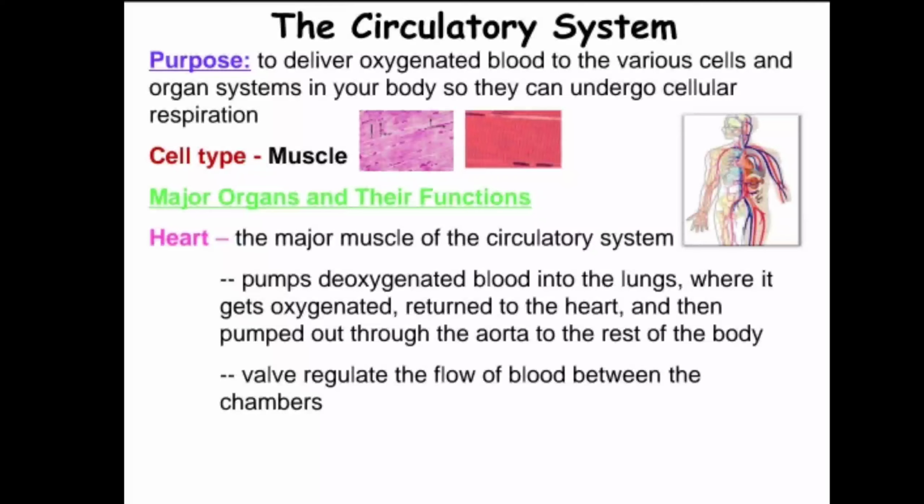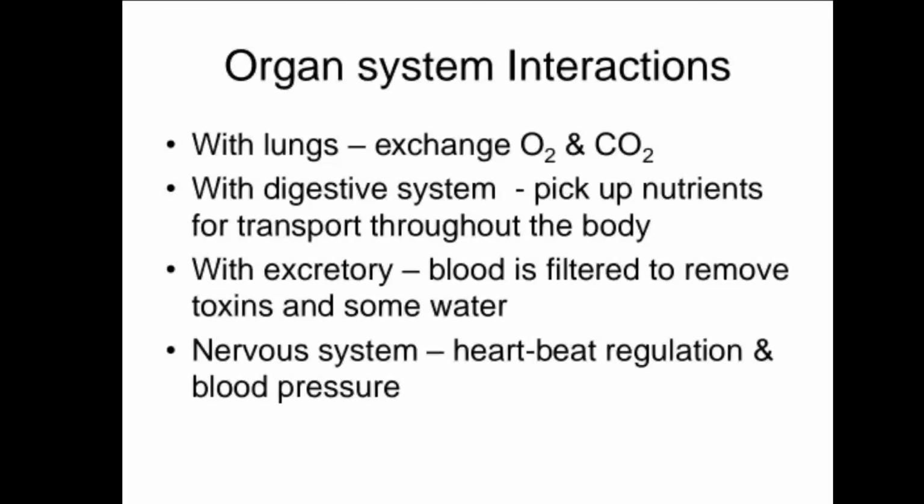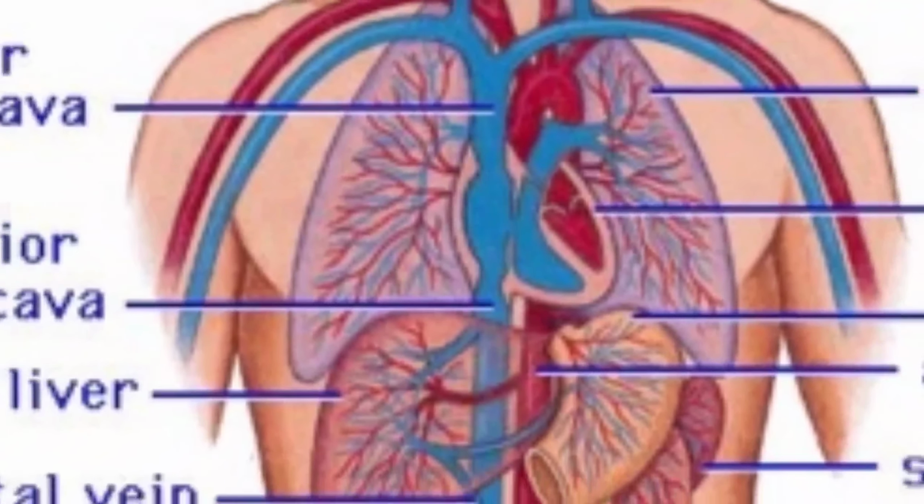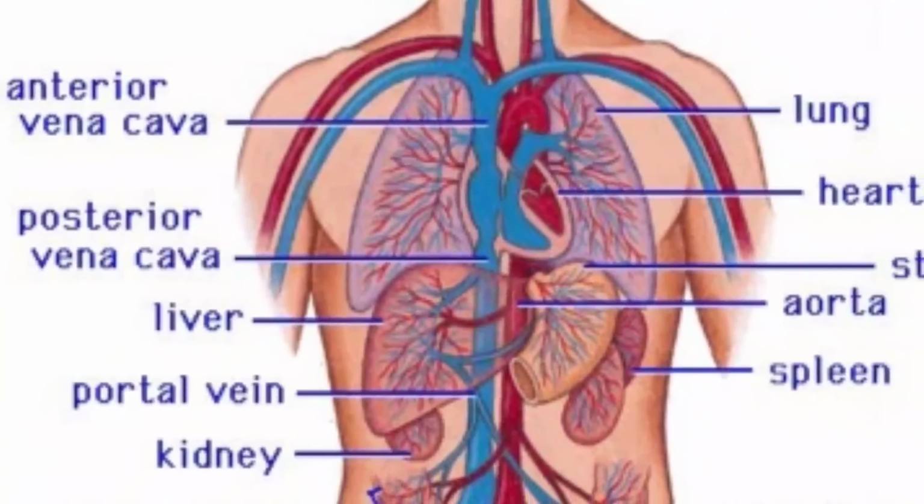Heart, the major muscle of the circulatory system, pumps deoxygenated blood into the lungs, where it gets oxygenated, returned to the heart, and then pumped out through the aorta to the rest of the body. Valves regulate the flow of blood between the chambers. Image of the circulatory system.